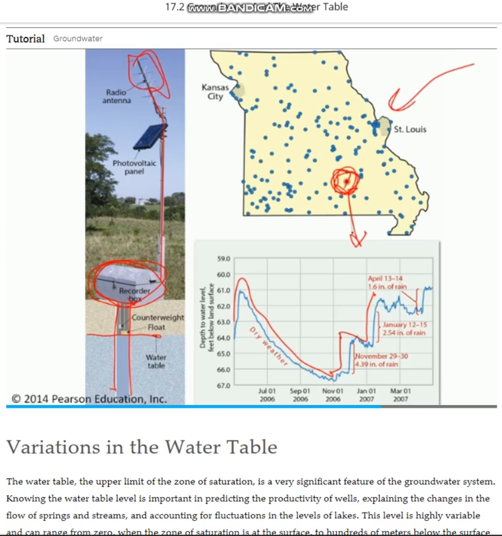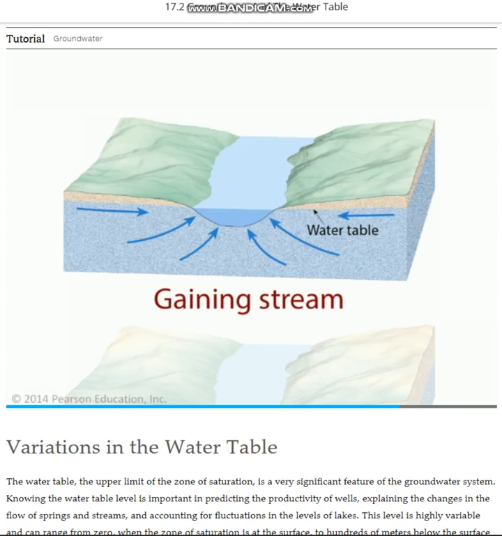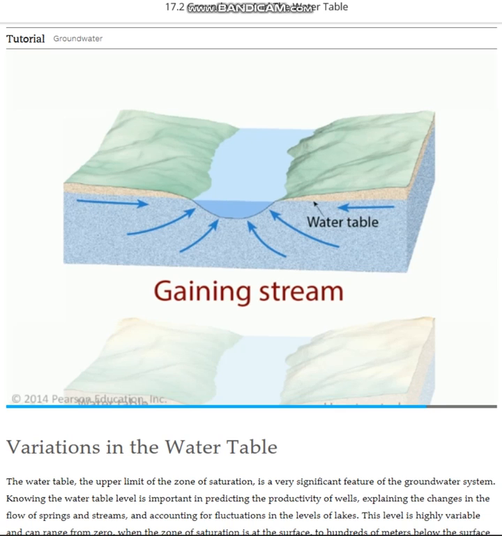Let's think about rivers. If there were rivers flowing over this landscape, how would those rivers interact with the groundwater? Well, one possibility that you may have thought of is that the rivers get water from the groundwater. These are referred to as gaining streams, and the arrows here show that water is flowing from the groundwater into the river.